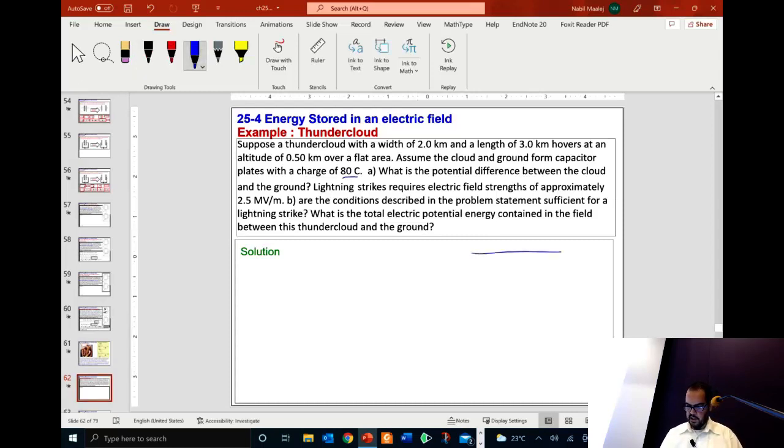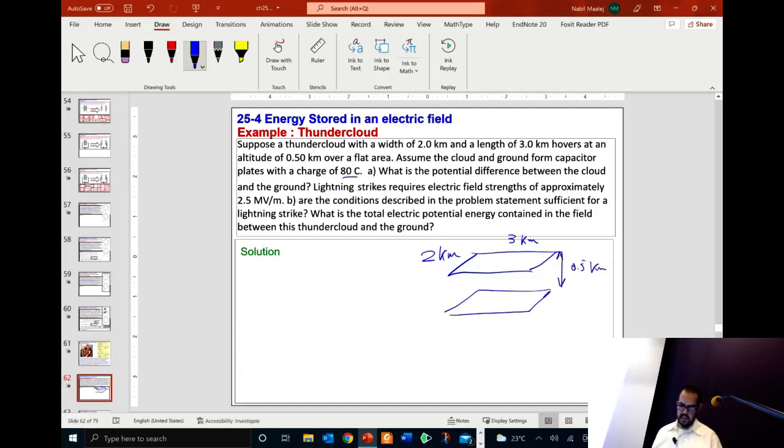Here, this is the cloud. It has 2 kilometers on this side, 3 kilometers on this side, and I think about it as if it's one of the plates. The ground is the other plate, and the distance between them is 0.5 kilometer. The charge stored in the cloud is 80 coulombs. What is the potential difference between the cloud and the ground?